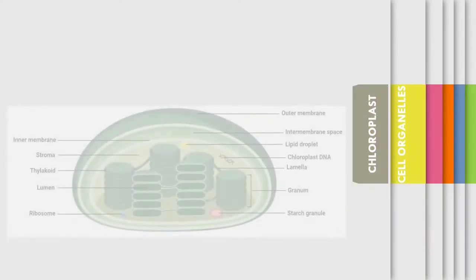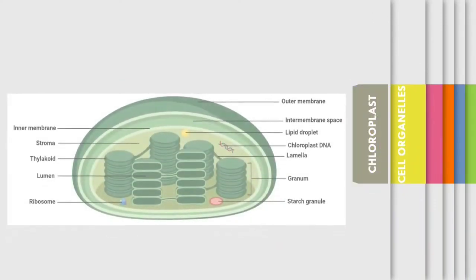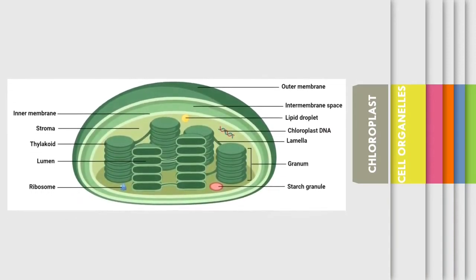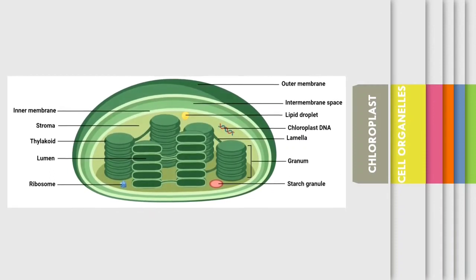Chloroplast. Chloroplasts are green discoid self-propagating bodies in the cytoplasm of plant cells. They are green plastids. They are concerned with photosynthesis. A chloroplast is bounded by two unit membranes, namely an outer membrane and an inner membrane. The two membranes are separated by a space called the periplastidal space.